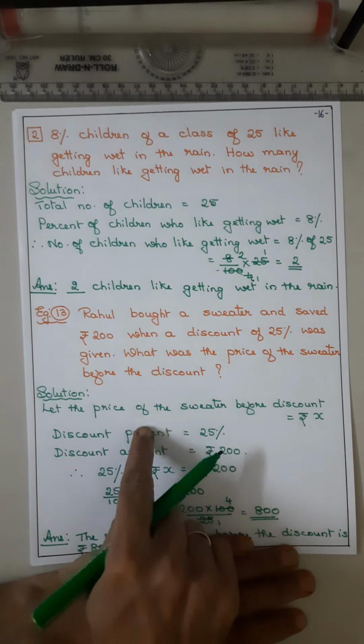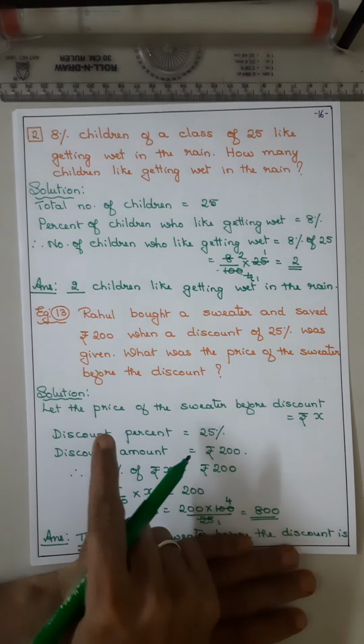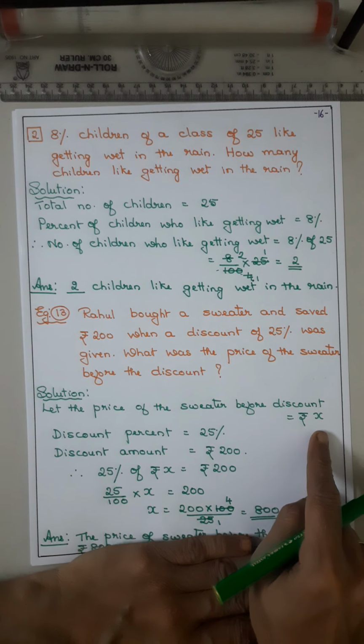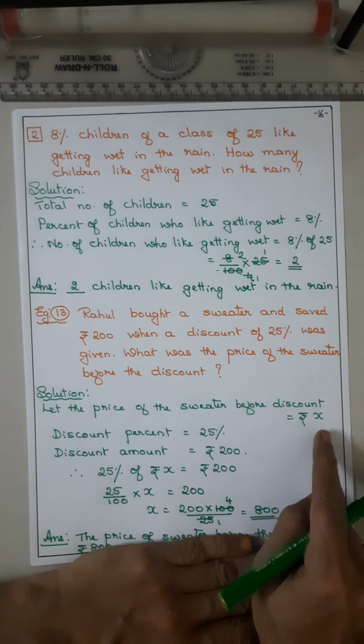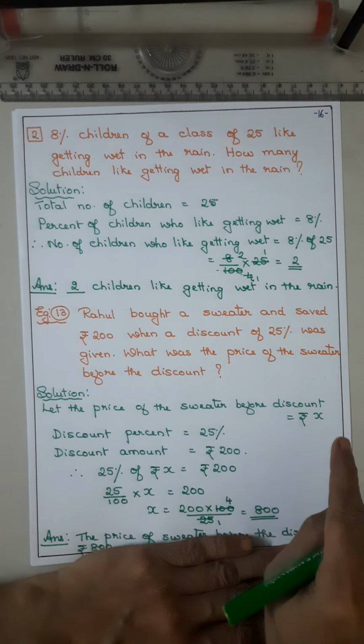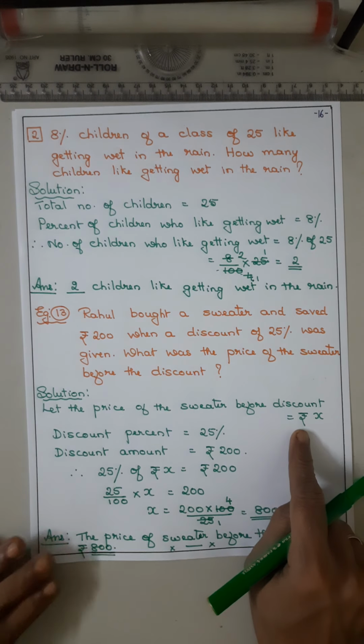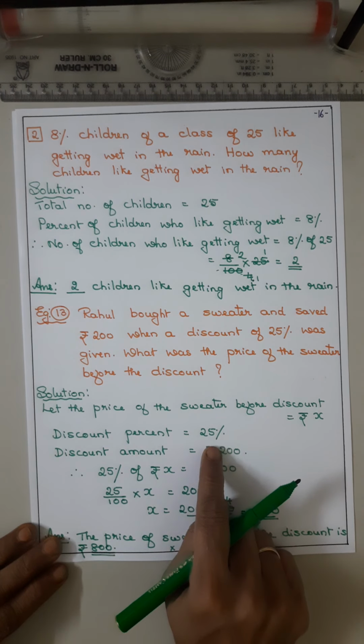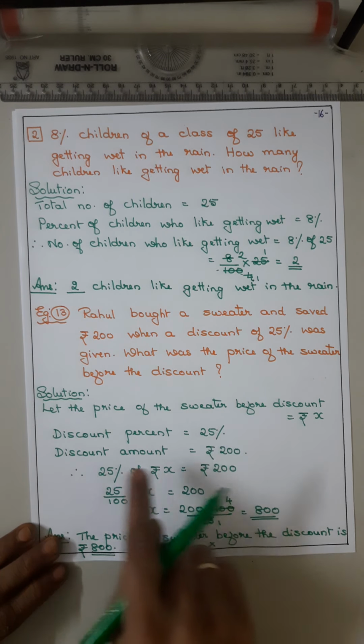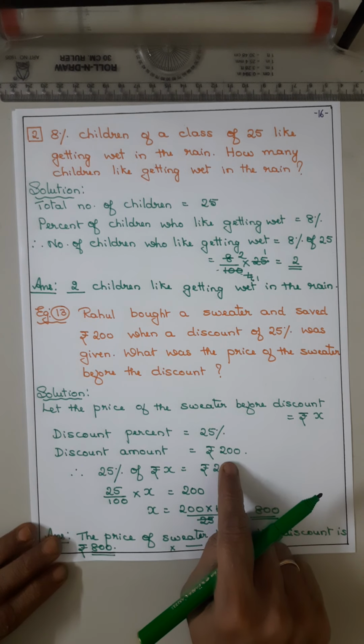Now before the discount, what is the cost? So let the price of the sweater before the discount, let it be rupees x. So the price of the sweater before the discount, let it be x. Discount percent is 25%. Discount amount is rupees 200.